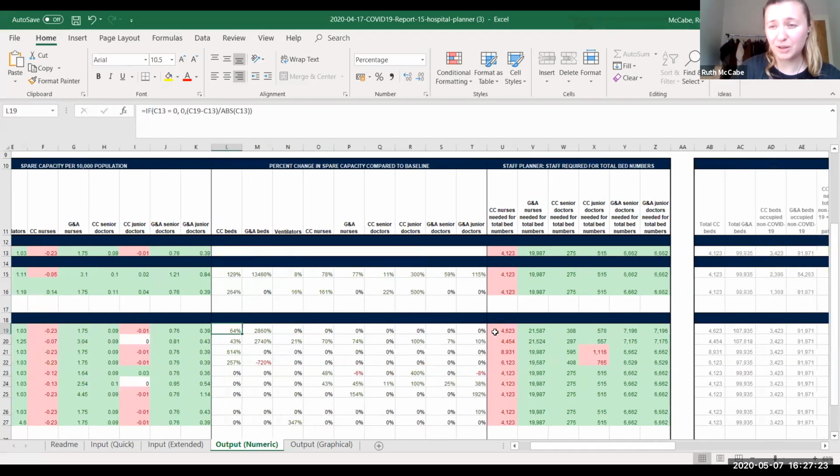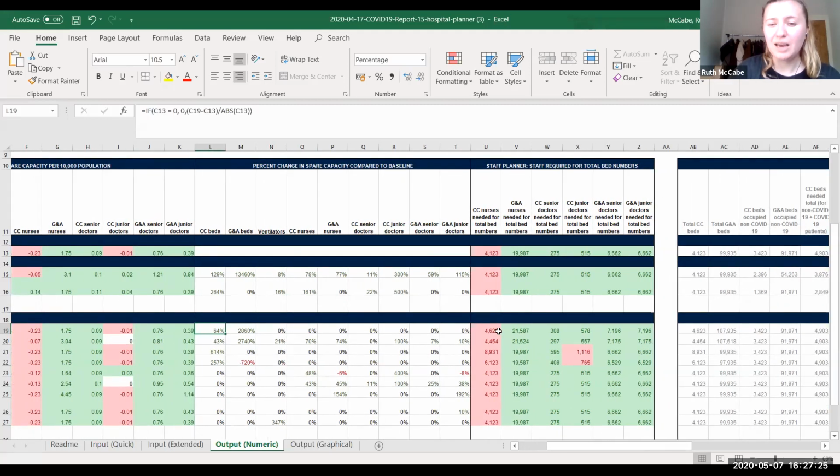And this is also further reflected in the staff planner. Basically this here is just telling me that in 5 out of the 6 categories, I'm able to fully implement this intervention safely. But as seen before, there is a deficit in critical care nurses under these assumptions.